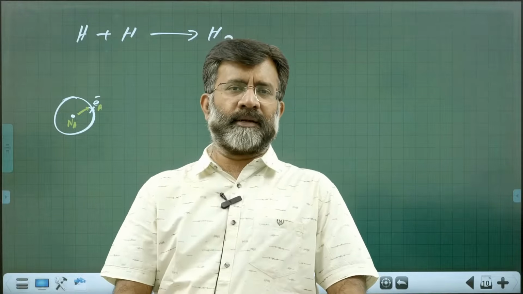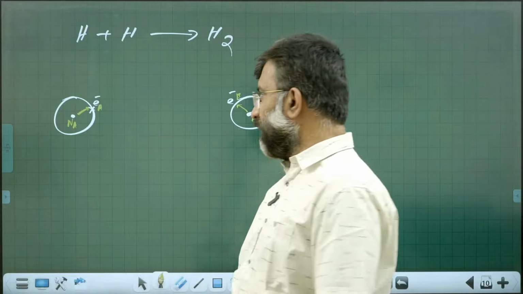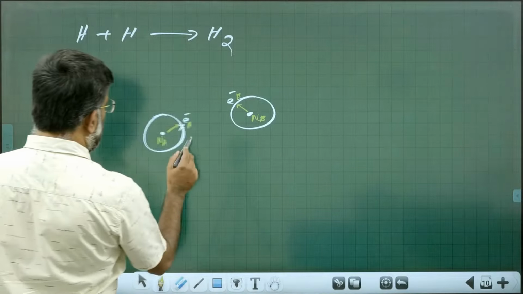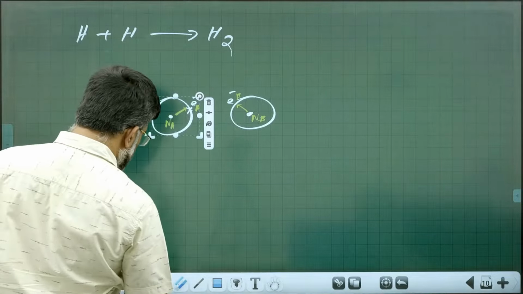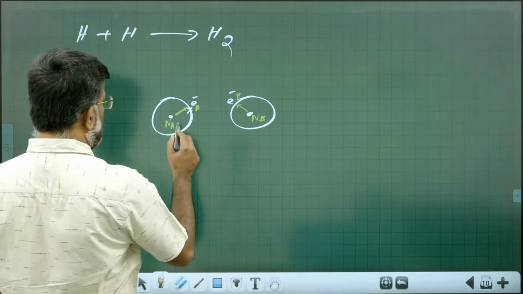NA is attracted by EA, NB is attracted by EB. Our point is, imagine these two atoms are coming close. When they come close, what will happen? When they come close, new forces start operating. What are the new forces?